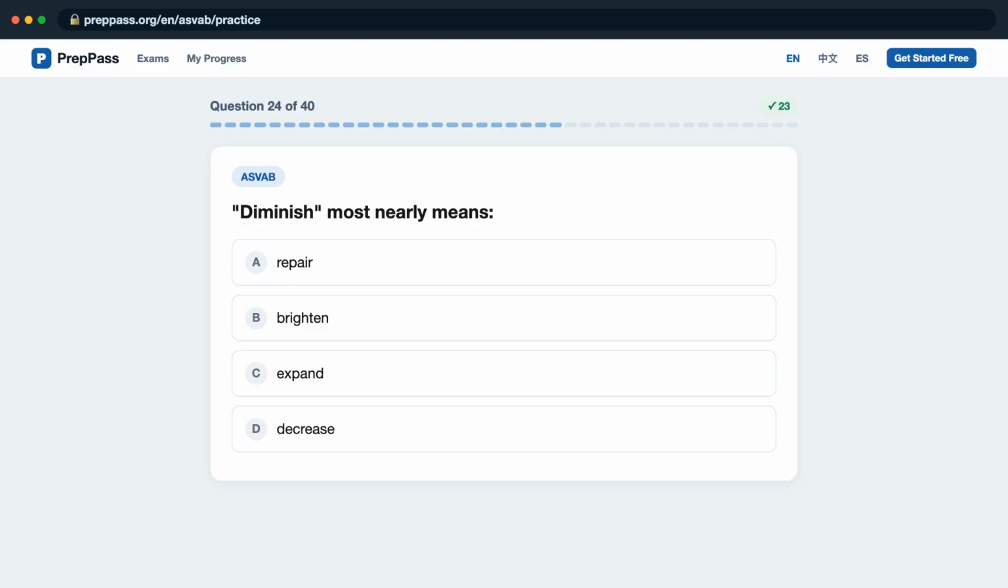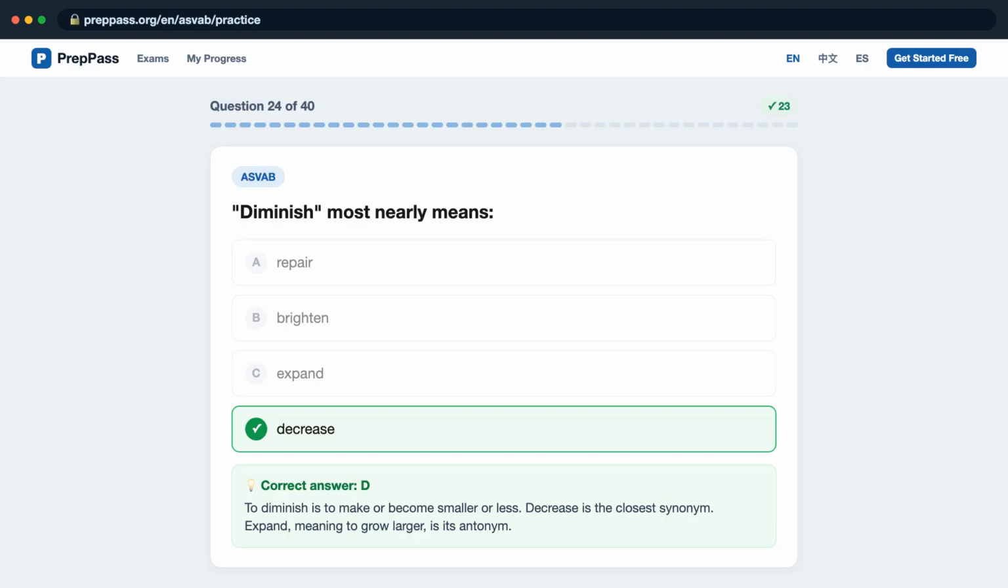Question 24. Diminish most nearly means, is it A, repair? B, brighten? C, expand? D, decrease? The correct answer is D. To diminish is to make or become smaller or less. Decrease is the closest synonym. Expand, meaning to grow larger, is its antonym.